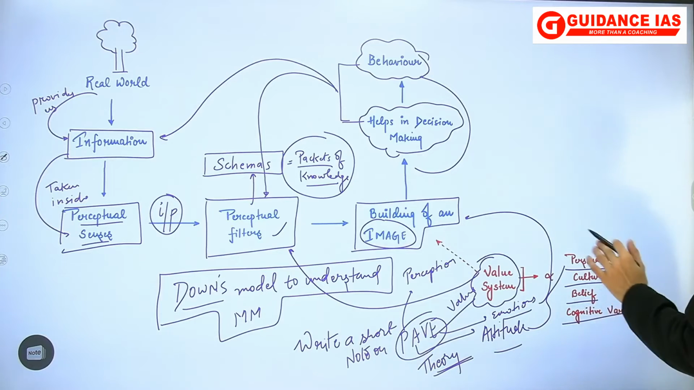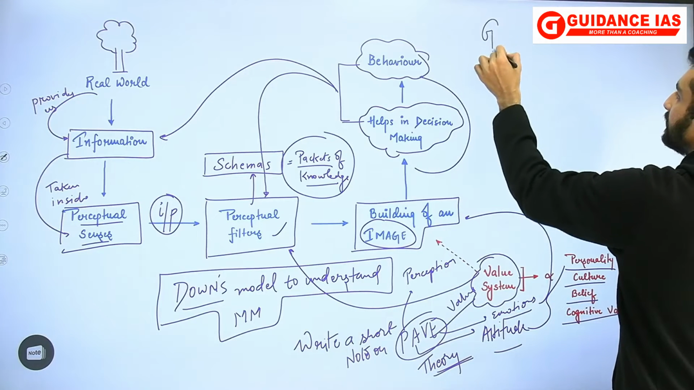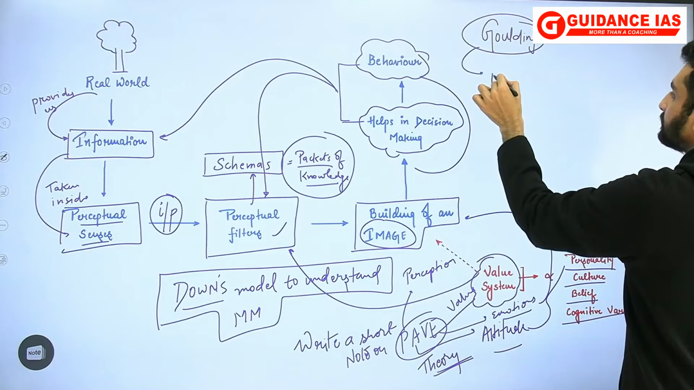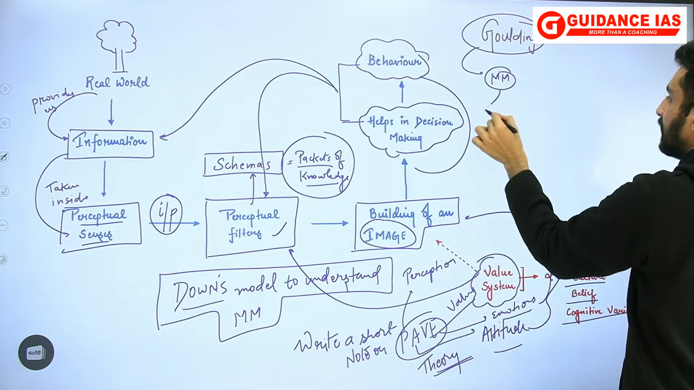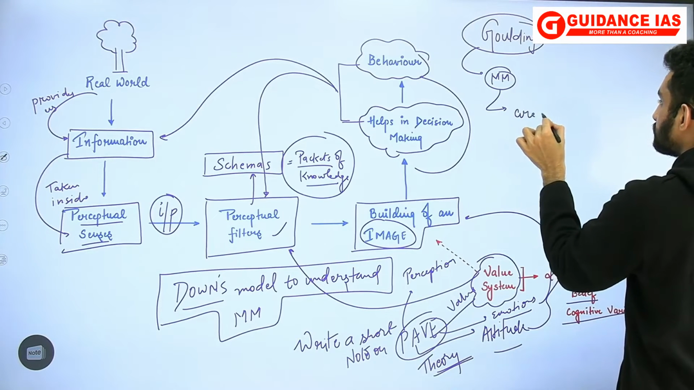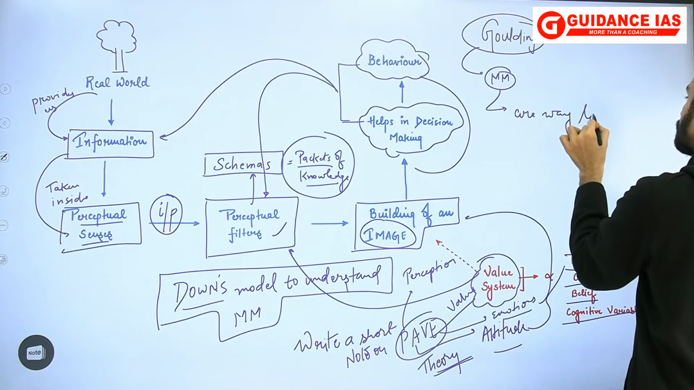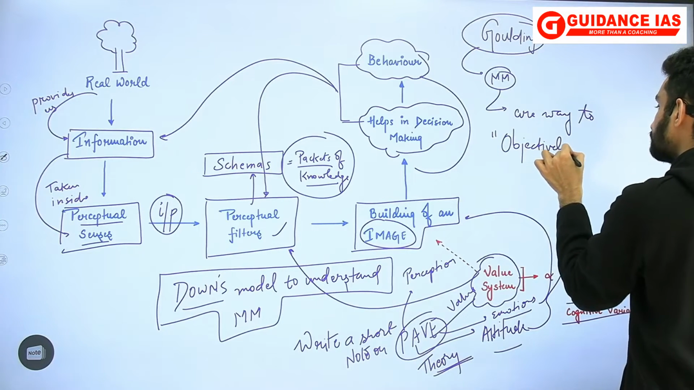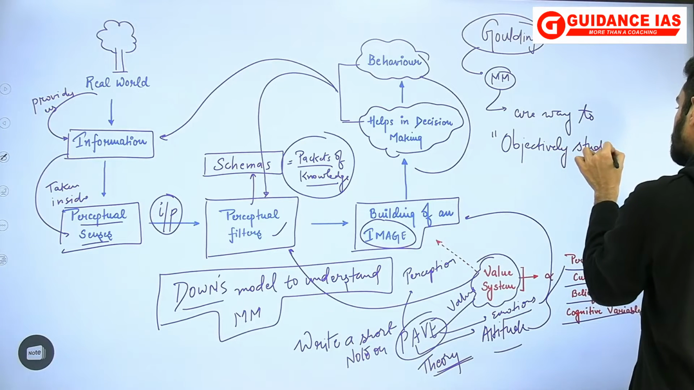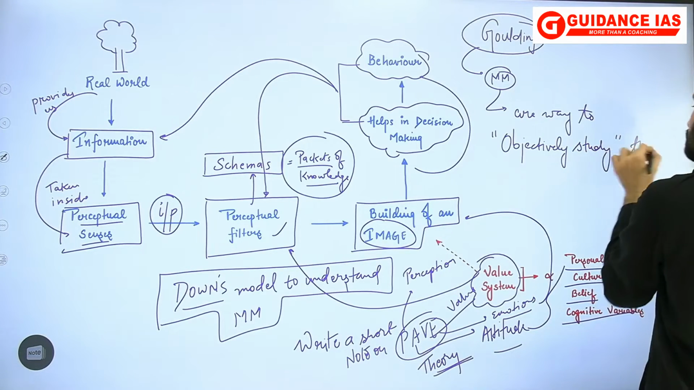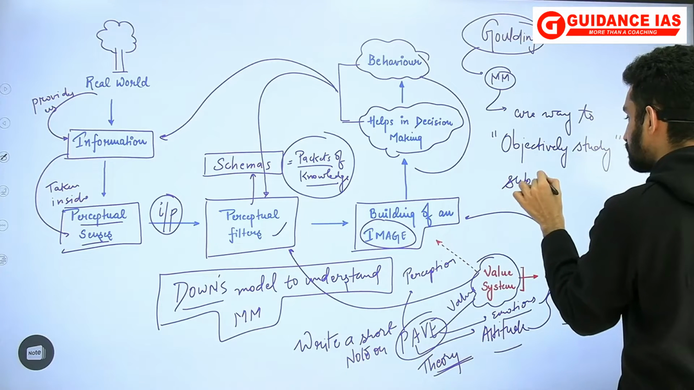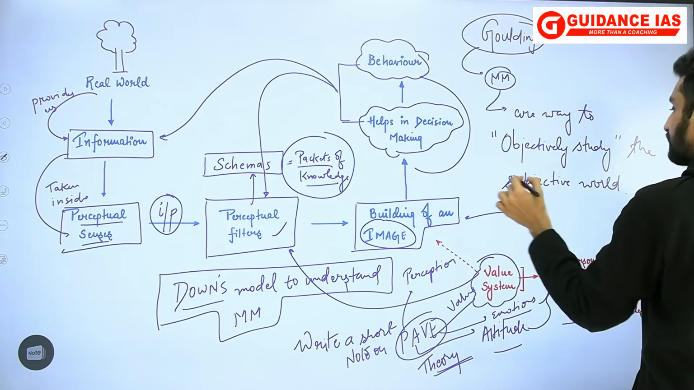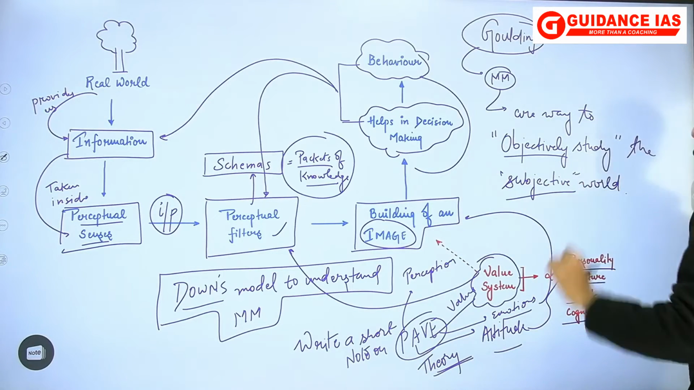So both Goulding and Downs said what? Goulding said that mental maps are a way to objectively study the subjective world. Okay, so it is an objective way of studying the subjective world.